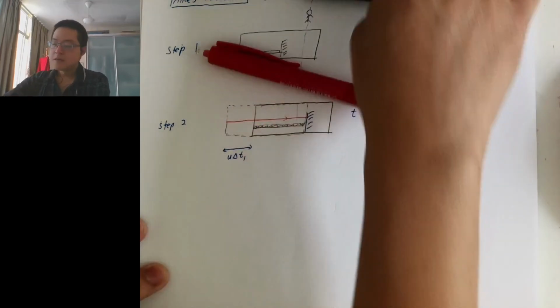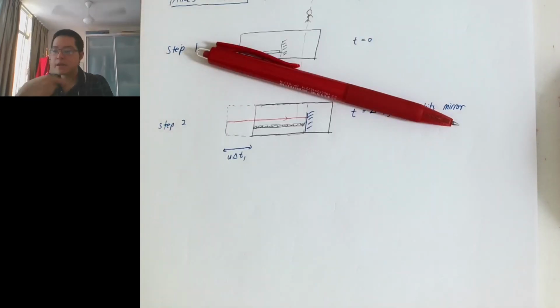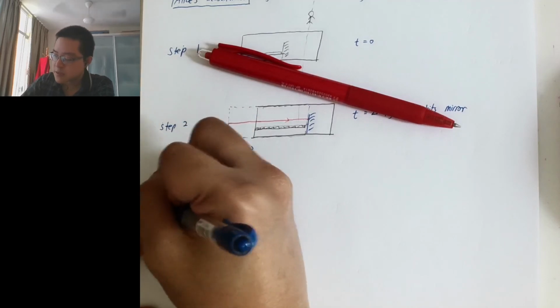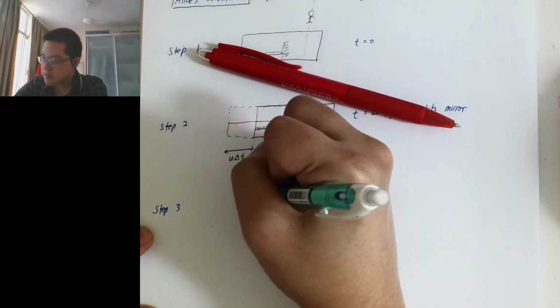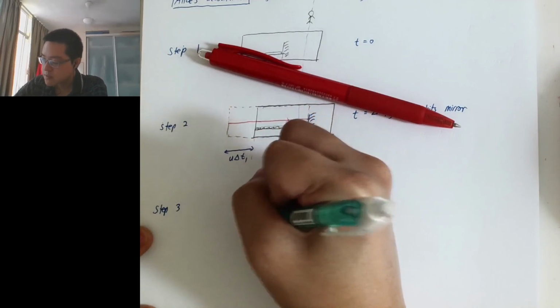Okay, so step 3 is the light coming back towards the laser. So let's go to step 3. Now the train is no longer here.